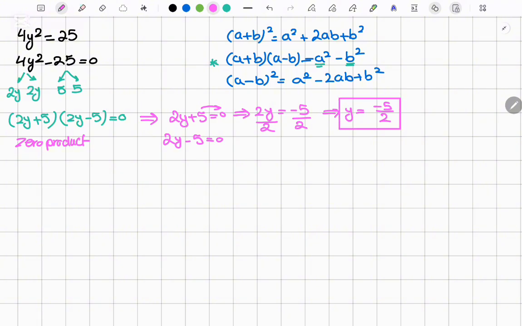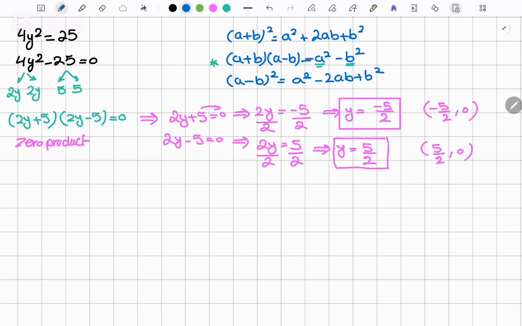And then the other one, 2y is going to equal 5. When you move it to the other side, the sign flips again. So y is equal to 5 over 2. So if I want to write these in coordinate form, it's negative 5 over 2 and 0, and positive 5 over 2 and 0.